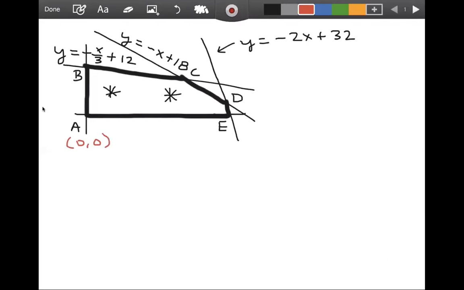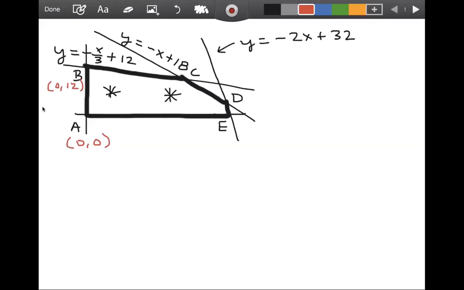Okay, so moving on to vertex B. Vertex B is the y-intercept of the line y equals negative x over 3 plus 12. So that would be the point 0, 12. Okay, and after that, they get just a little bit more complicated. So let's look at vertex C.